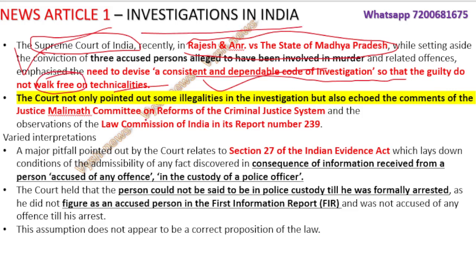So there are different reforms. One is the Justice Malimath Committee report. Another is the reports the Law Commission of India keeps submitting, especially report number 239. This is not something you should use in your answer on its own.